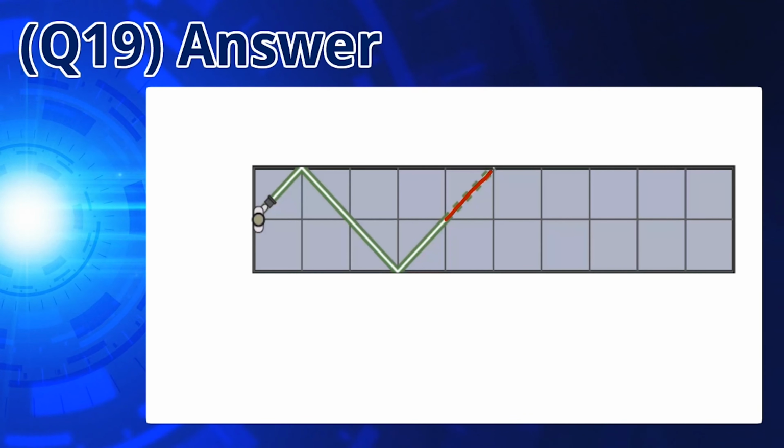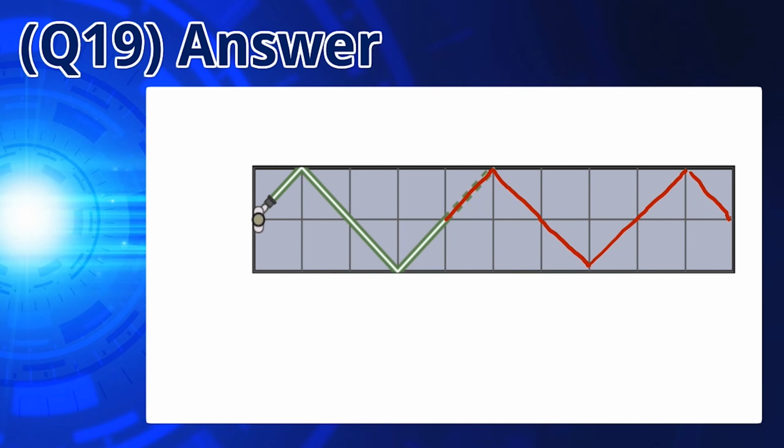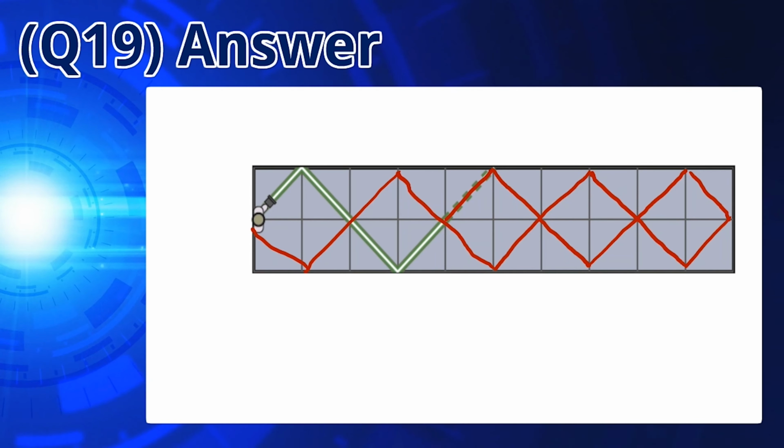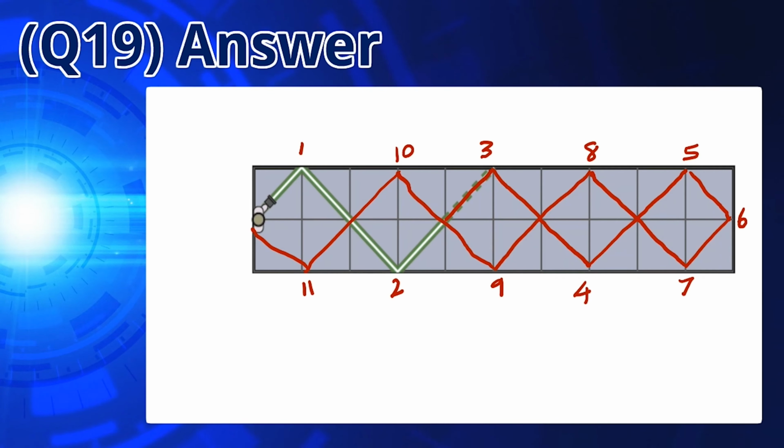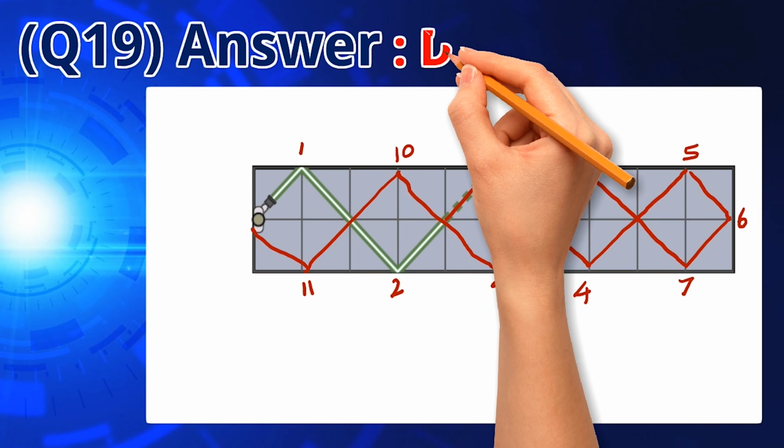Since the light beam travels at a 45 degrees angle, we can draw the path of the beam. As you can see, there are 11 points when the beam bounces off a mirror. So the answer is D.